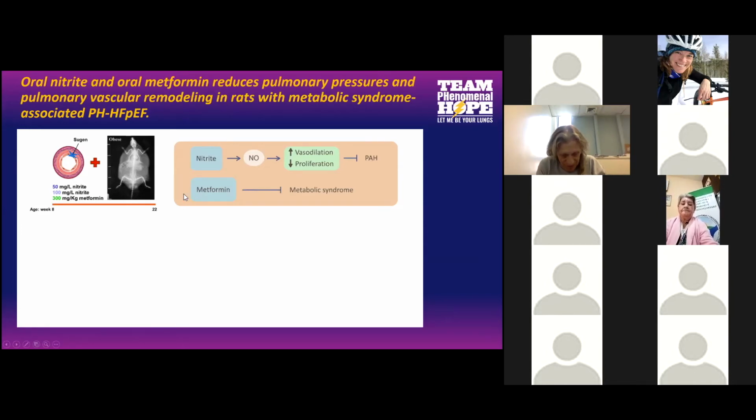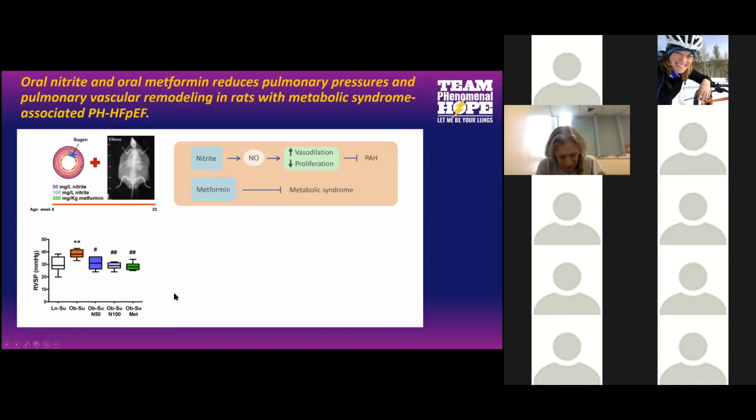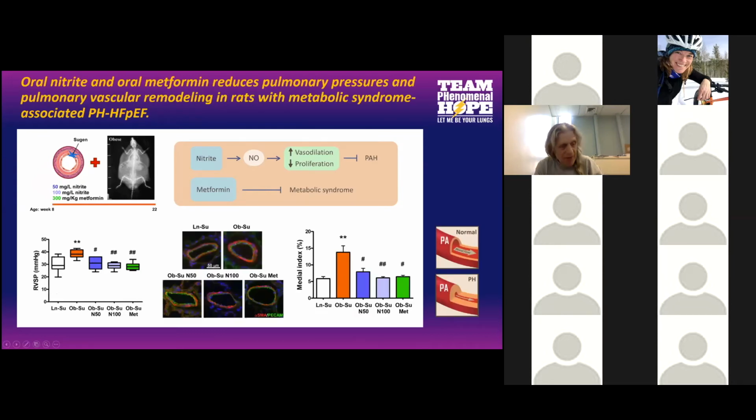We gave the drug in the drinking water to the animals for the whole time. So here is what we saw. From the RV systolic pressure data, we can see that oral nitrite treatment at 2 different doses, as well as oral metformin treatment, decreased the RV systolic pressure in the obese Sugen animals, as you can see when comparing their pressure to the untreated ones. And from their vascular remodeling, we can also see the red color, which stands for smooth muscle actin, showing you the thickness of the vessel.